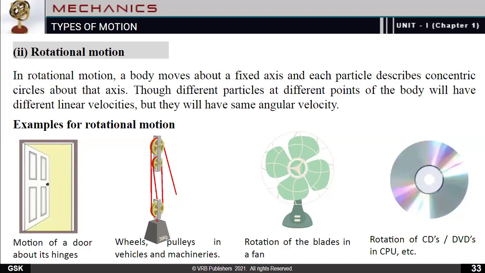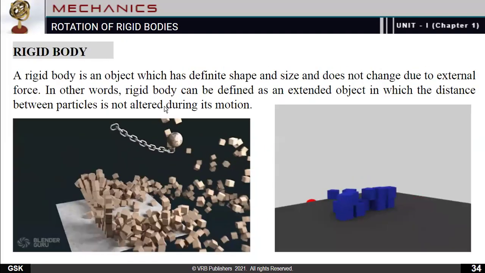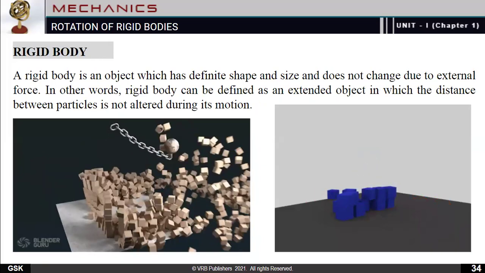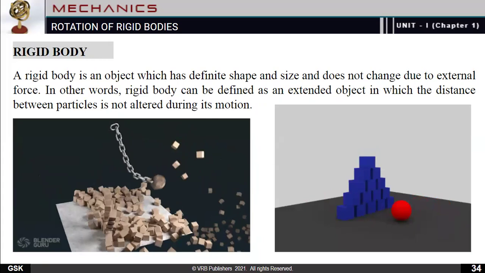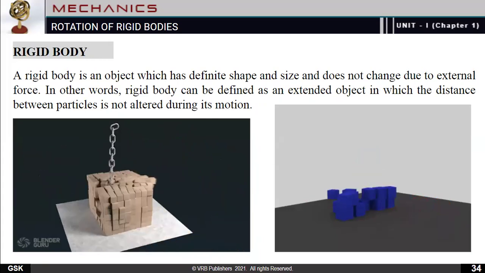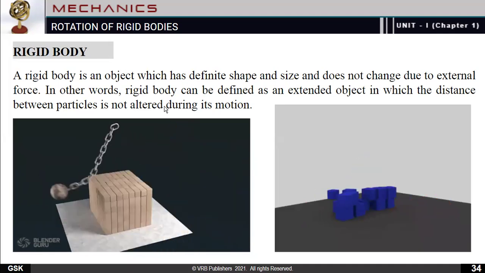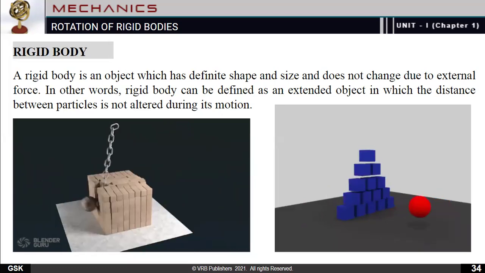Next, according to this rotational motion, we can move into the next topic, that is the rigid body. So we have to know what a rigid body is. It has a definite shape and size and does not change due to external force. In other words, a rigid body can be defined as an extended object in which the distance between particles is not altered during its motion. See the examples, which clearly explain this.